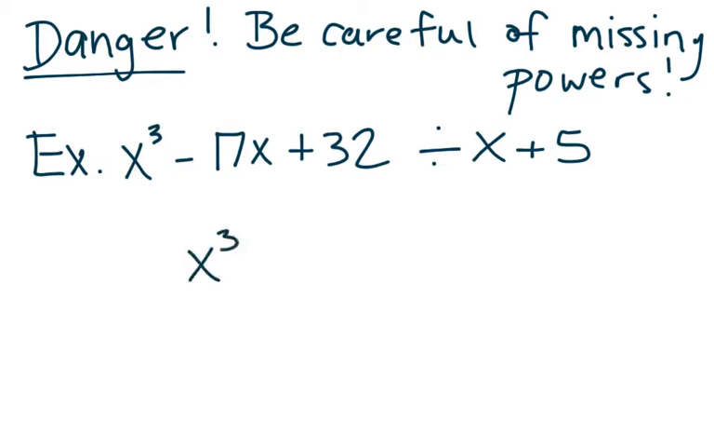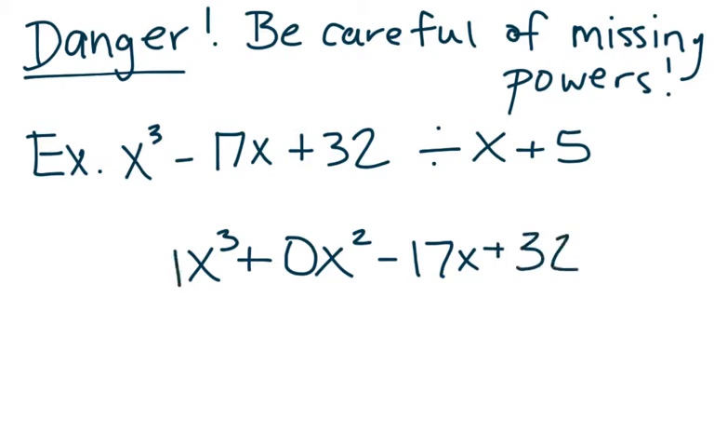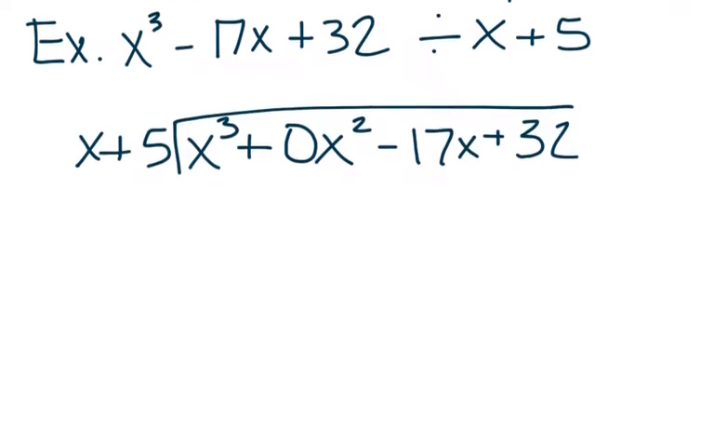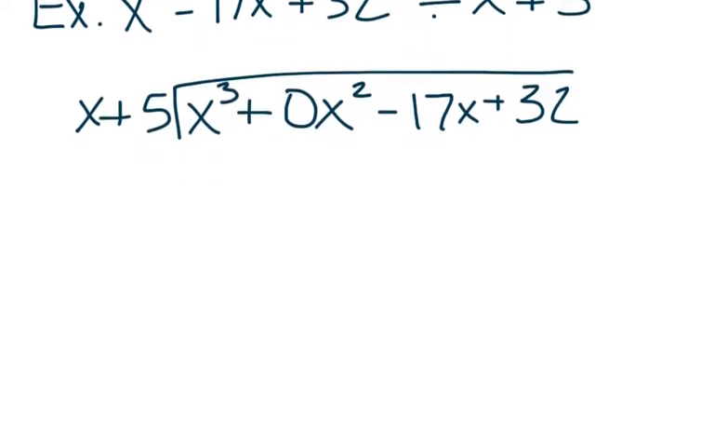is you're kind of going to put a placeholder there. So you're going to write 0x squared, just so you remember that you have 0x squared. If not, it can kind of throw off your problem a little bit. It's not a big deal, but it's a little deal.